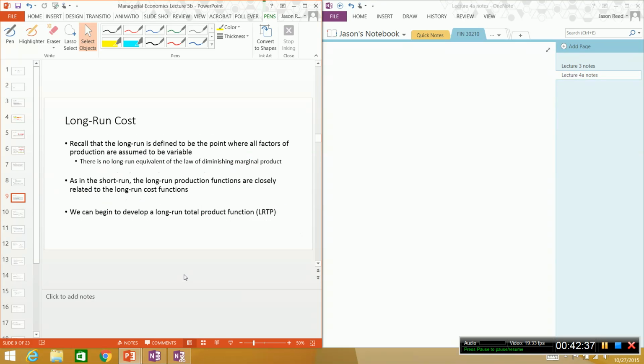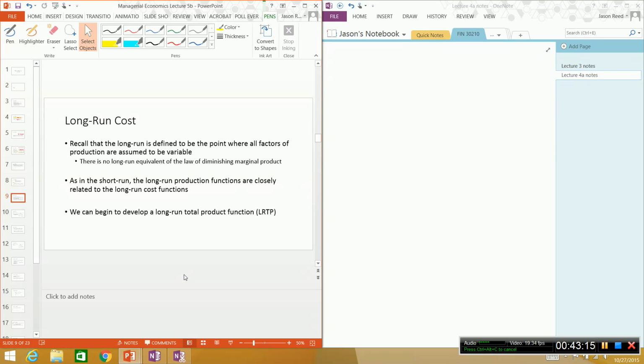So we switch gears one more time to start talking about long-run costs. Long-run costs for us are the point at which all factors of production are assumed to be variable. So if that is true, then there is going to be no fixed cost. What we have to realize then is that in the long run, there's no equivalent of the law of diminishing marginal product. It just doesn't work that way. So we have to create a new reason or new idea as to why long-run costs are going to be shaped the way they are.